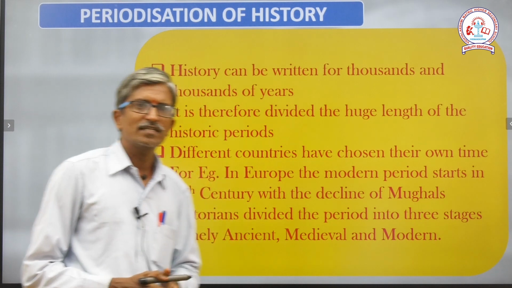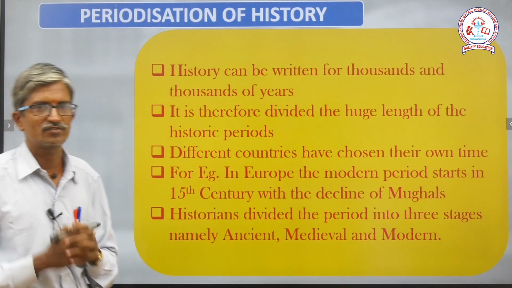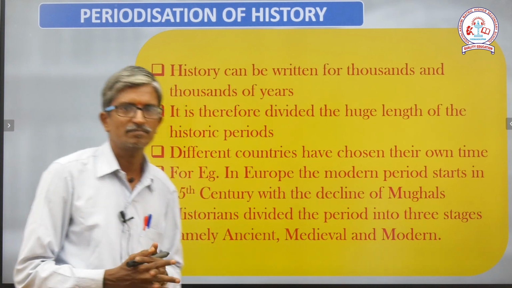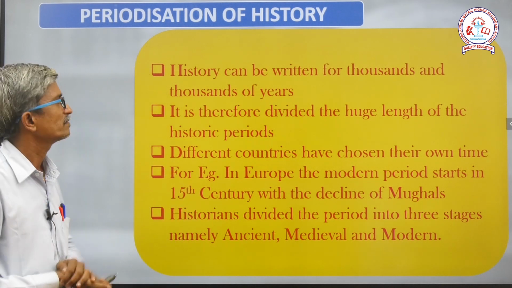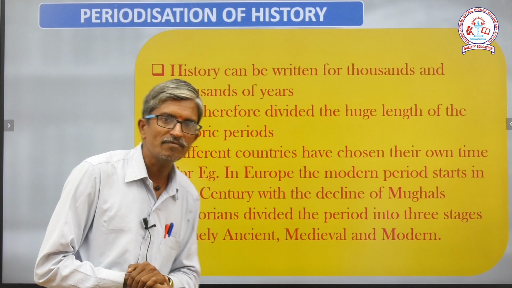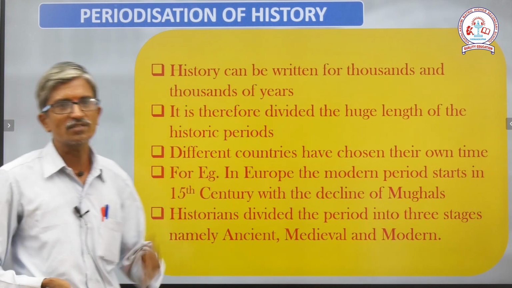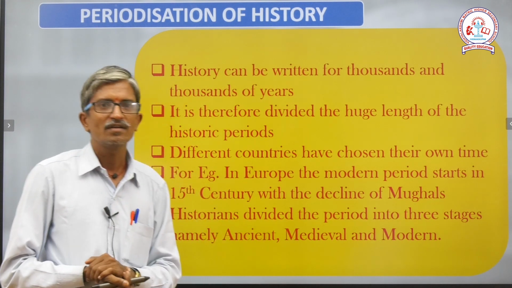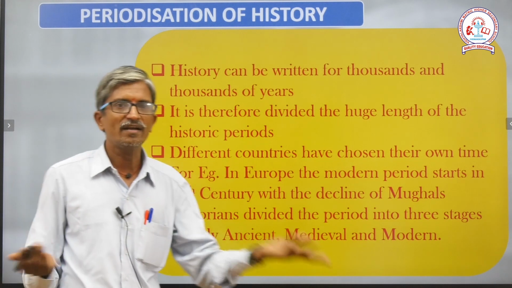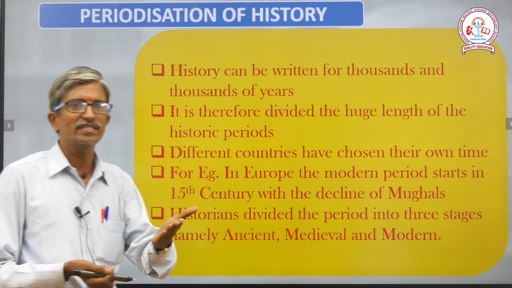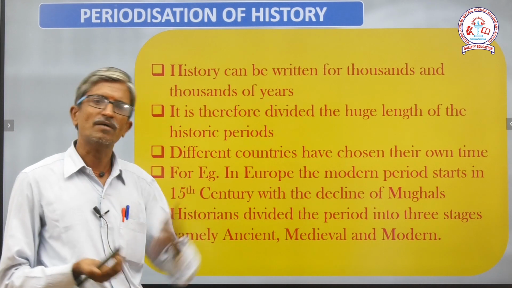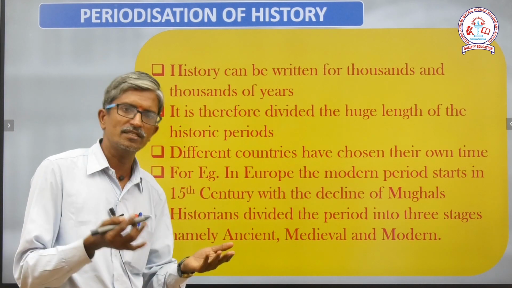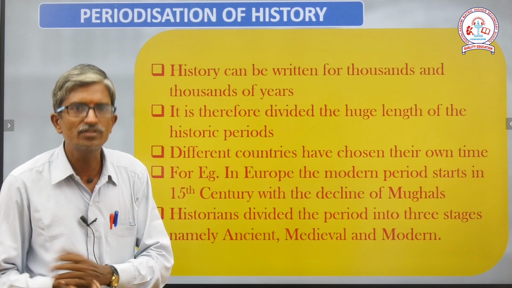Then the next topic is about periodization of history. Periods mean duration. Periodization, number 1. History can be written for thousands and thousands of years. I told you before, prehistory has no written records available. So the sources we have for history, everything, someone compiled, someone wrote. That is the thing we are using at present.